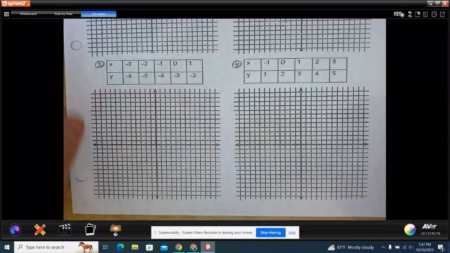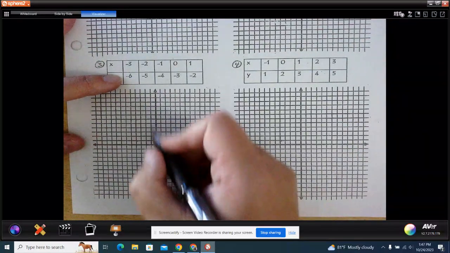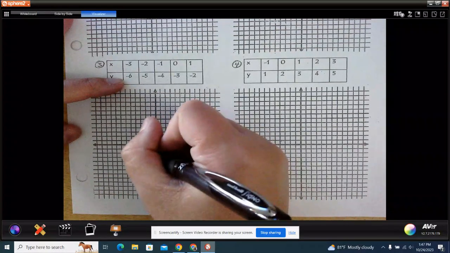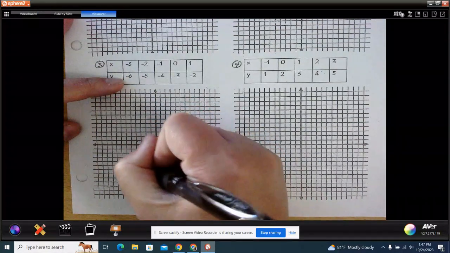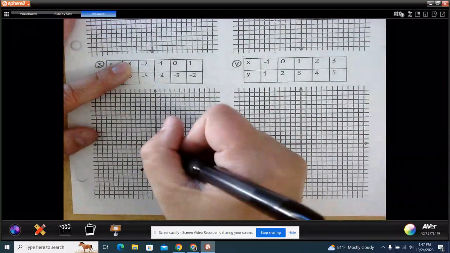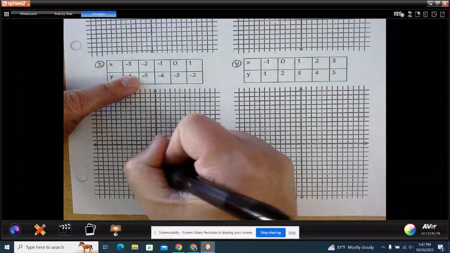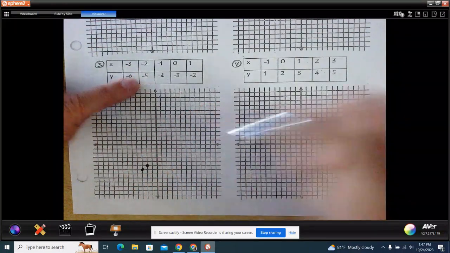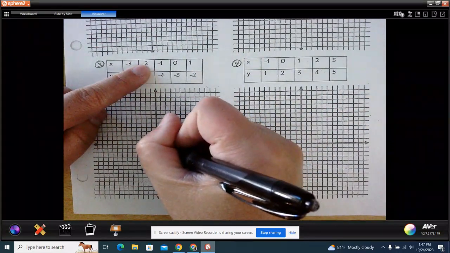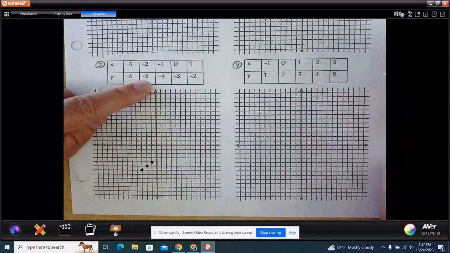All right, number 3. We have (-3, -6). So we're going to start at the origin. We're going to go to the left 3 spaces. 6 is negative. We're going to go down 6 spaces. All right, (-2, -5). We're going to go to the left 2 spaces. It's negative, and then we'll go down 5 spaces. (-1, -4). We're going to go to the left 1 space since it's negative 1, and then down 4 spaces for negative 4.